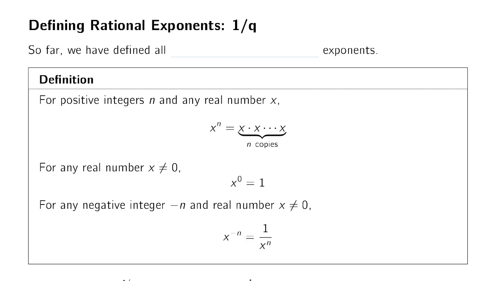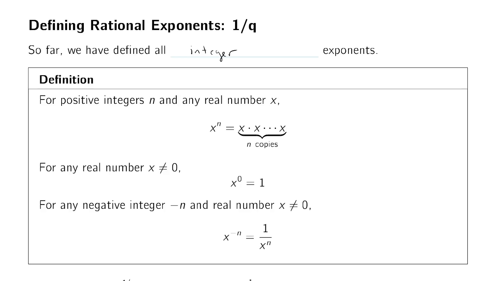So far, we've defined what it means to write an integer in the exponent. We can write any rational number in the exponent, and we now have the equipment required to define what that means. So remember, for positive integers, x to the n just means multiply together n copies of x. For any real number that's not 0, that number to the 0th power is just 1.